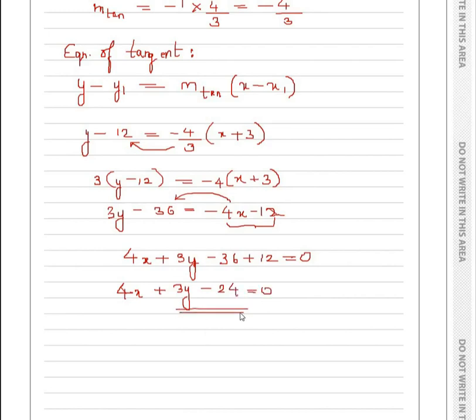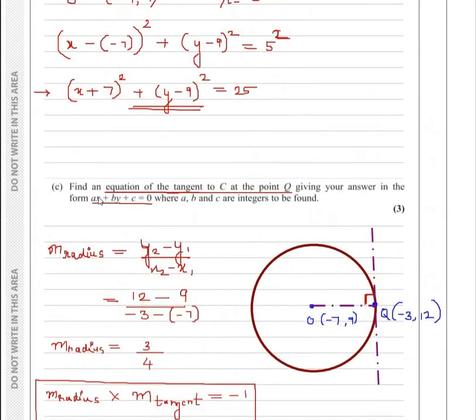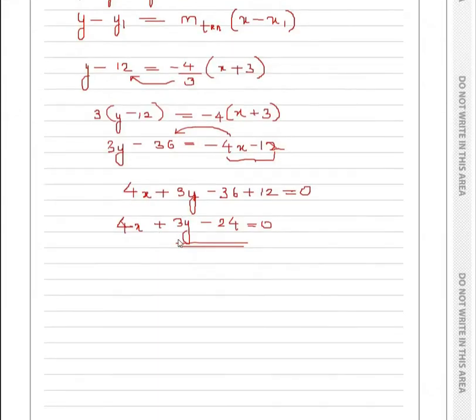So this is the answer, and they expected us to write it in the form ax + by + c = 0. Here a is 4, b is 3 and c is −24. So here it is. This is the answer for the final part of this question.